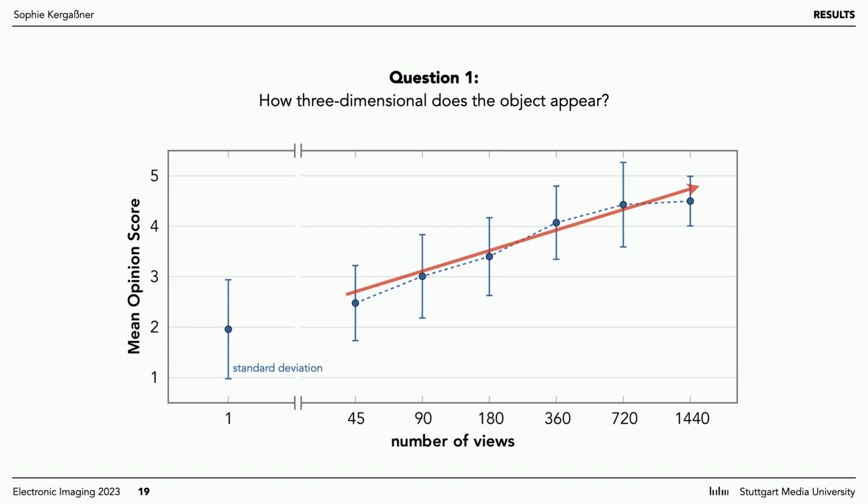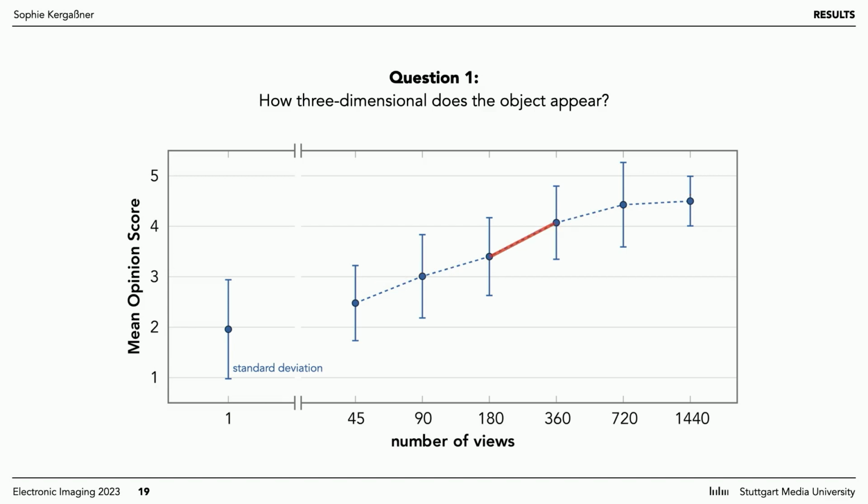So we notice that on the x-axis we have a logarithmic scale, and on the y-axis we have a linear scale. And that means that doubling the presented views always results in a similar rise in MOS. So it doesn't matter if we only add 45 views or if we add 360 views, we always get the same kind of rise in the mean opinion score.